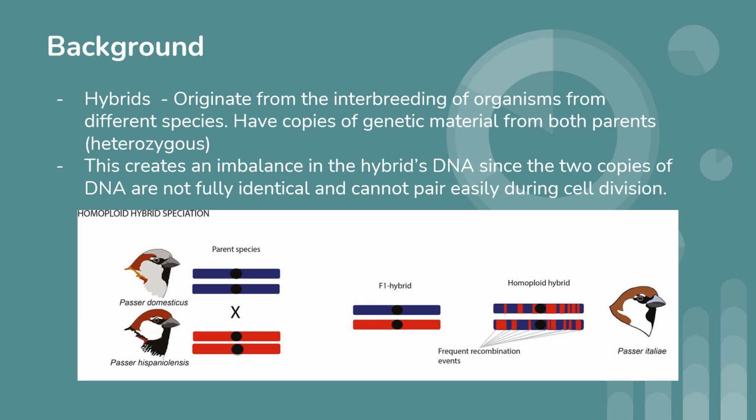Organisms of different species interbreed. Their offspring are said to be hybrid and are heterozygous since they carry copies of genetic material from both parents at each site in their genome. This creates an imbalance in the hybrid's DNA since the two copies of DNA are not fully identical and cannot pair easily during cell division.